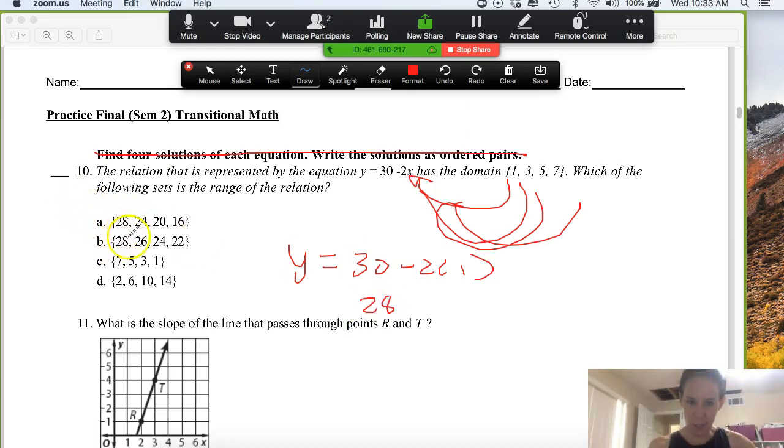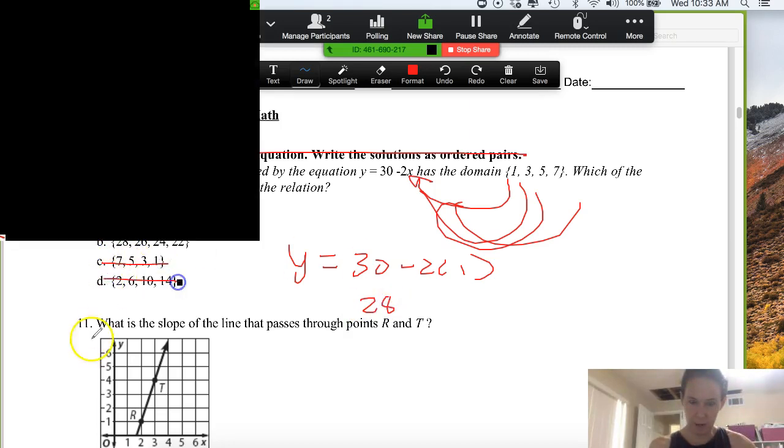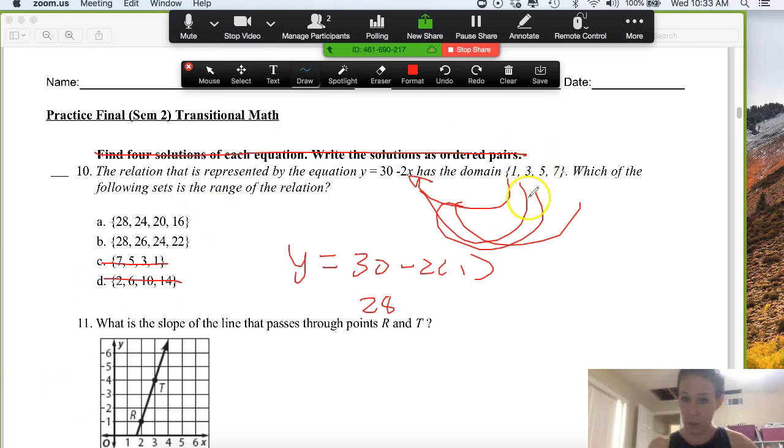So I know it's one of these two, right? It's not going to be these two because they don't have a 28 in it. Let's go 3. Plug in 3 here. 3 times 2 is 6. 30 minus 6 is 24. So I know already just from this, it's going to be A. It can't be this, right? Oh, this has a 24 in it. Maybe. Let's try 5.